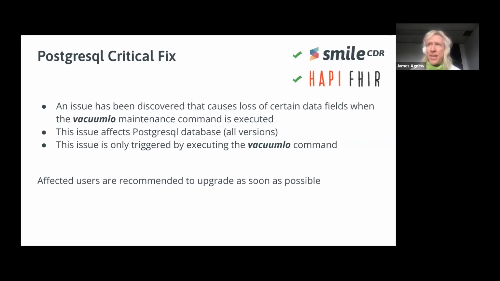That is not at risk. But there are a handful of things, most notably the notes field on users in Smile CDR, as well as the side-loaded terminology contents, that are potentially at risk of data loss due to this issue. That issue has been fixed, so we do recommend anyone using Postgres upgrade as soon as they can. It's also worth mentioning this bug will not be triggered unless you do explicitly run the vacuum LO command. So as long as you're not running that, and clearly many people haven't, this bug has existed since the beginning of HappyFire 9 years ago.